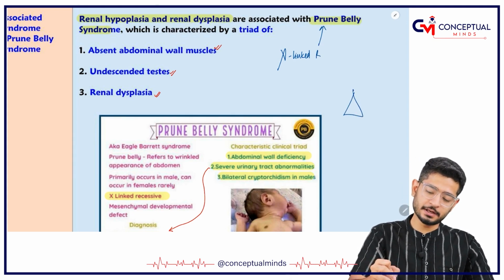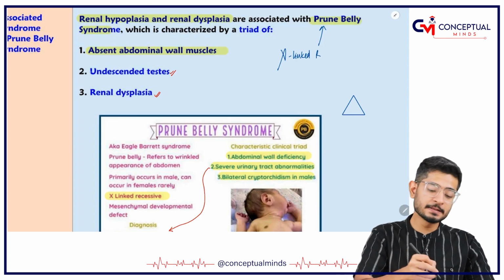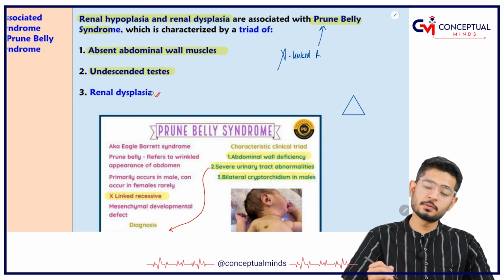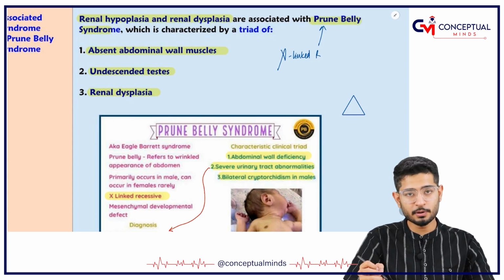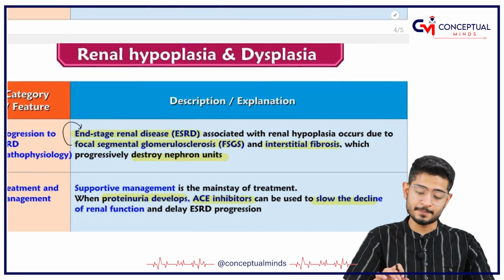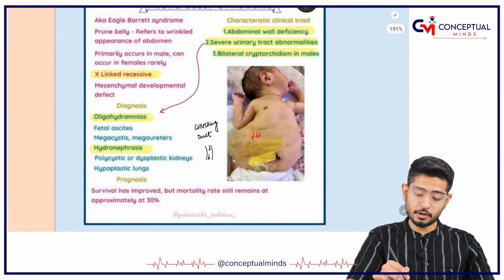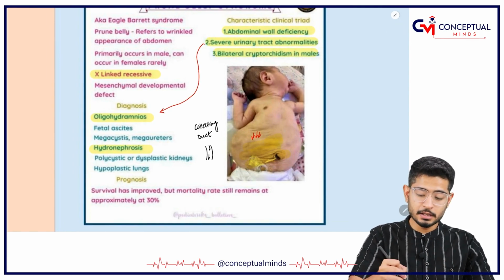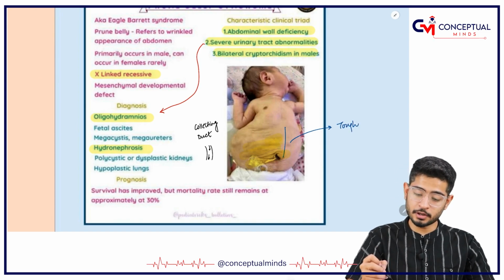Prune belly syndrome is a triad of lack of the anterior abdominal wall muscles, undescended testis, and renal dysplasia. So the kidneys are not functioning properly, called renal dysplasia. Then the testis are undescended, and of course there is absent abdominal wall muscle. Can you see, the abdominal wall muscles are not there. That's why if you compare, this side of the abdomen is taut, but this side of the abdomen is not at all tough. Okay, you got it.